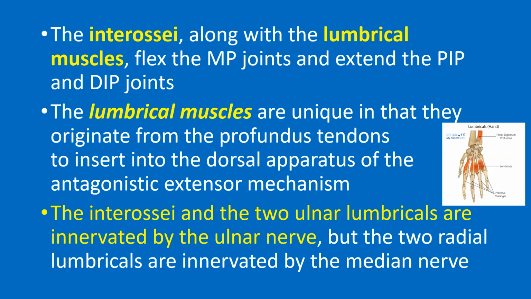The interossei, along with the lumbrical muscles, flex the MP joints and extend the PIP or proximal interphalangeal joints and the distal interphalangeal joints. The lumbrical muscles are unique in that they originate from the profundus tendons to insert on the dorsal apparatus of the antagonist extensor mechanism. The interossei and two lumbricals are innervated by the ulnar nerve, but two radial lumbricals are innervated by the median nerve. The lumbricals are divided, they have four lumbricals. The ulnar two or the medial two are innervated by the ulnar nerve, while the lateral two are innervated by the median nerve.